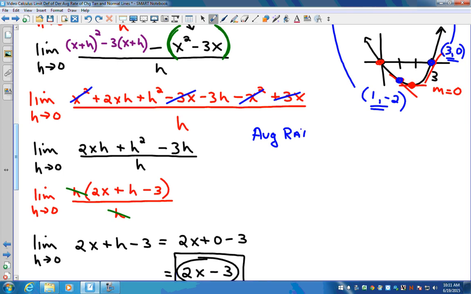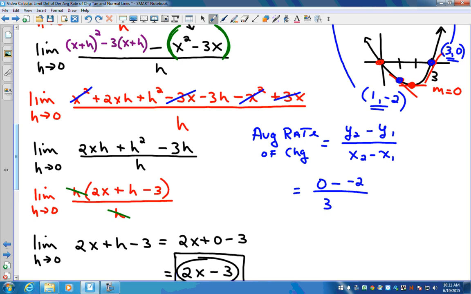And again, that formula is going to be y2 minus y1 over x2 minus x1. Okay, so that's going to be 0 minus a negative 2 over 3 minus 1. So it looks like it's going to be 2 over 2 or 1.